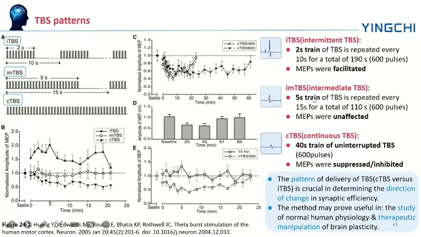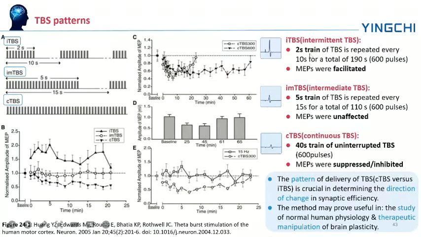And as for the imTBS, it basically has no effect on MEPs, and it is close to the baseline. So we will mainly talk about the iTBS and cTBS, and these 2 patterns are crucial in determining the direction of change in synaptic efficiency.